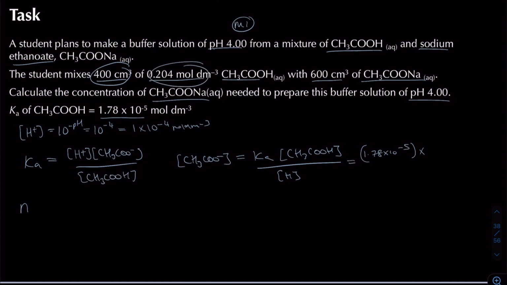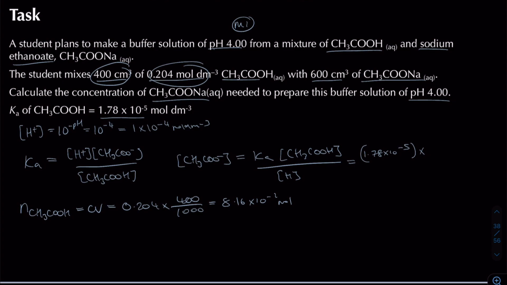So I'm going to do n of ethanoic acid is going to be equal to concentration times volume, which is equal to 0.204 times 400 over 1,000. And so I end up with a value of 8.16 times 10 to the power of minus 2, and that's going to be in moles.